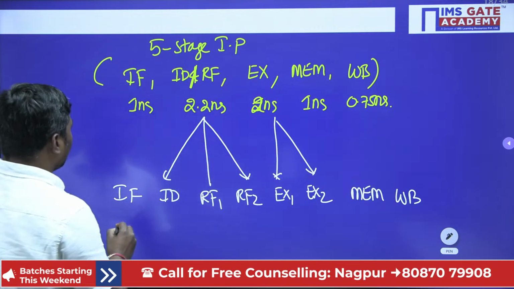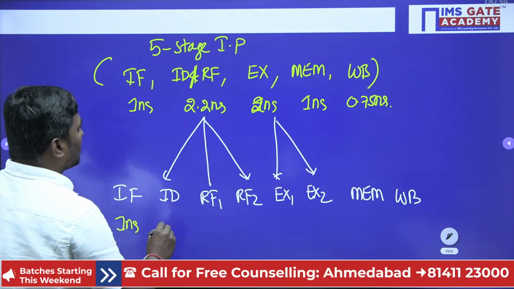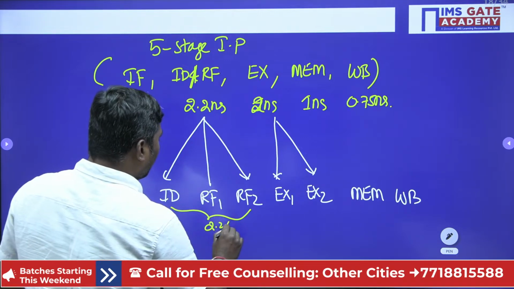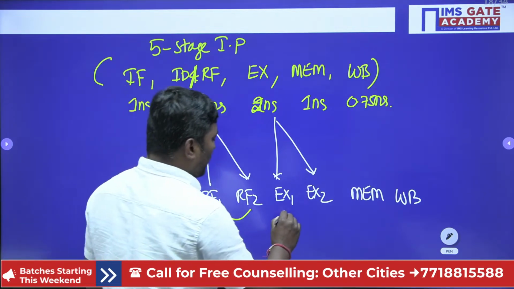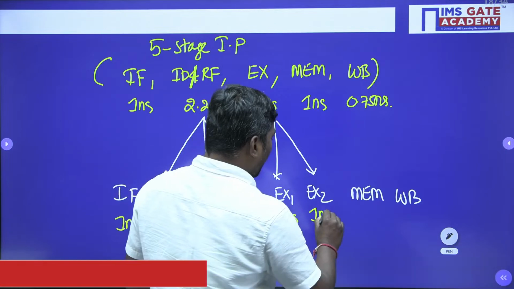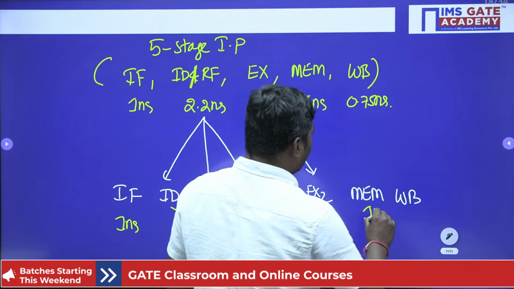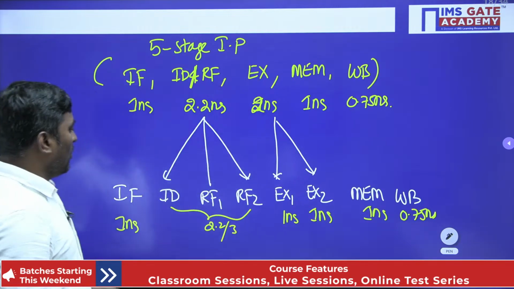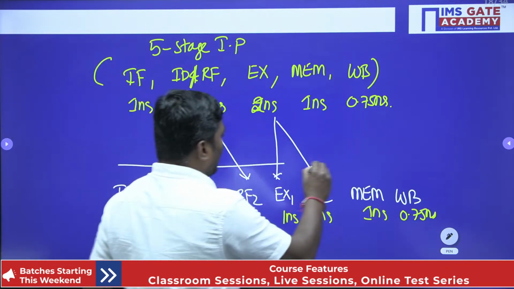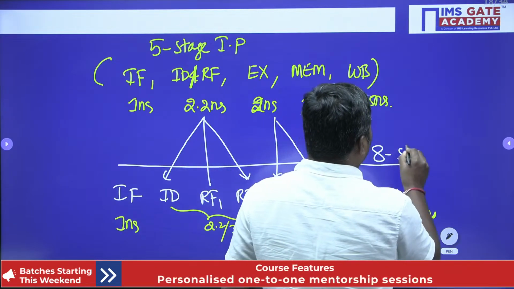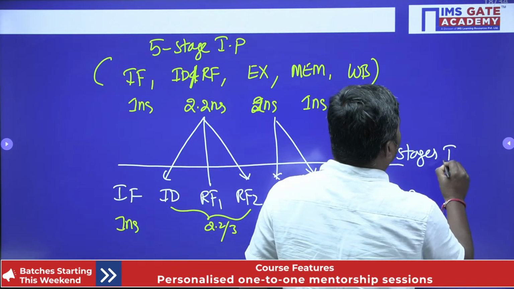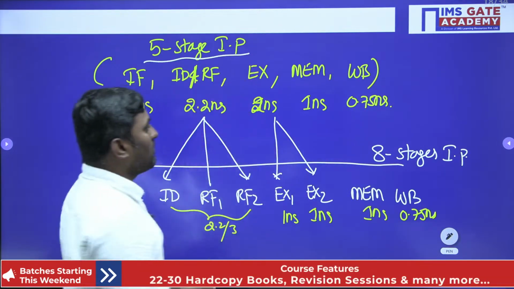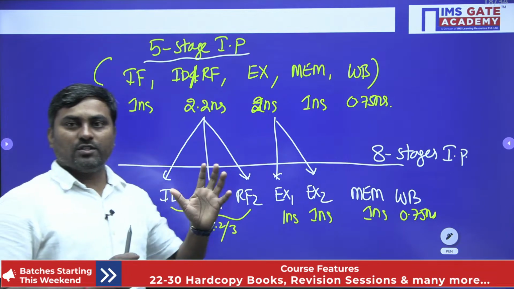If you see the latency, this time is 1 nanosecond, and this one is 2.2 by 3. This is going to be 1 nanosecond, this also 1 nanosecond, this also 1 nanosecond, and this is 0.75, no change here. Now this is the new pipeline, right? How many stages does the new pipeline have? 8 stages, it became an 8-stage instruction pipeline. The old one had 5 stages. This is clear, right?